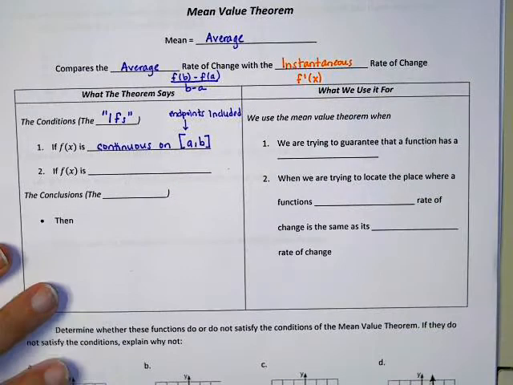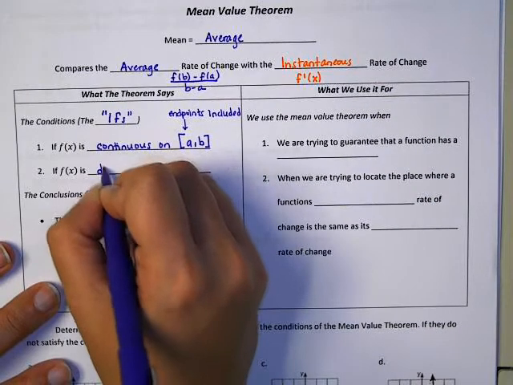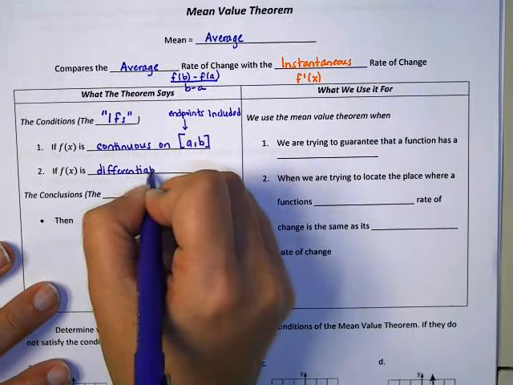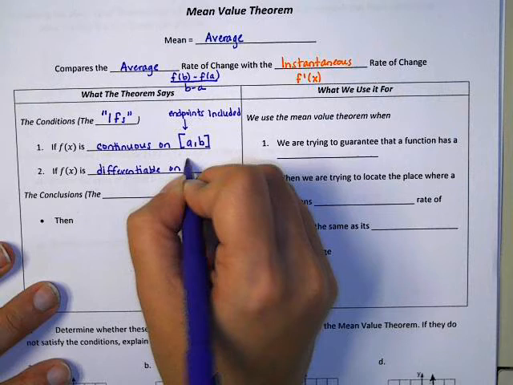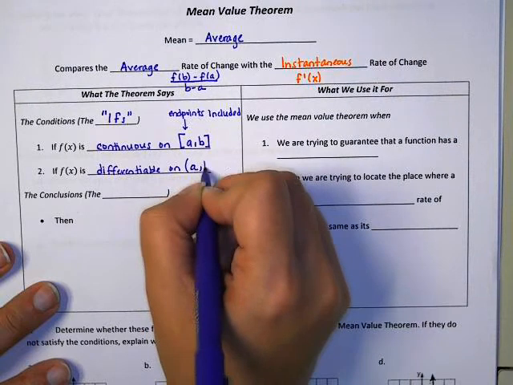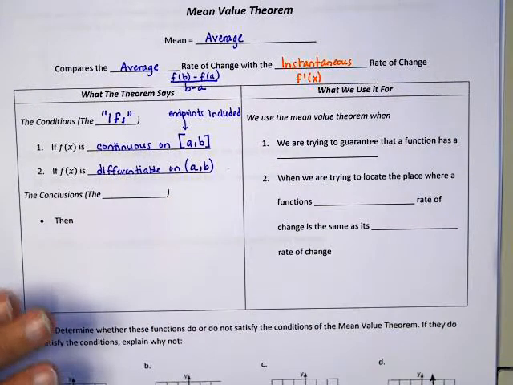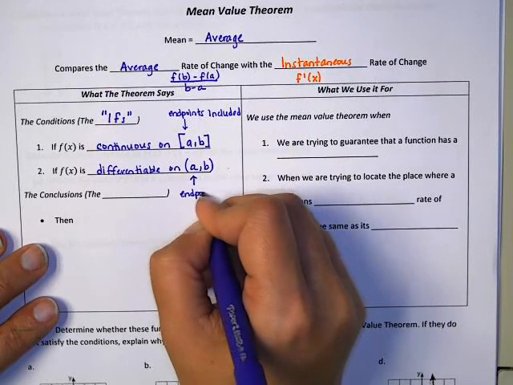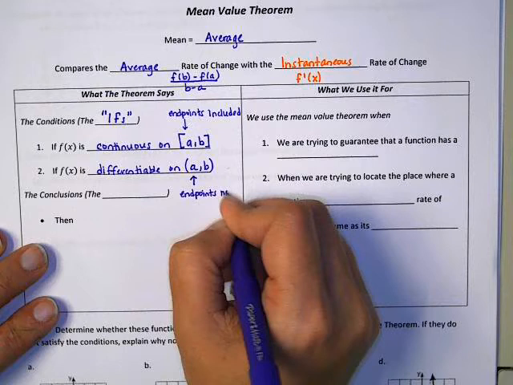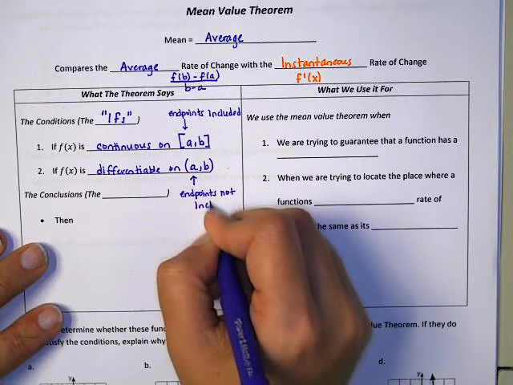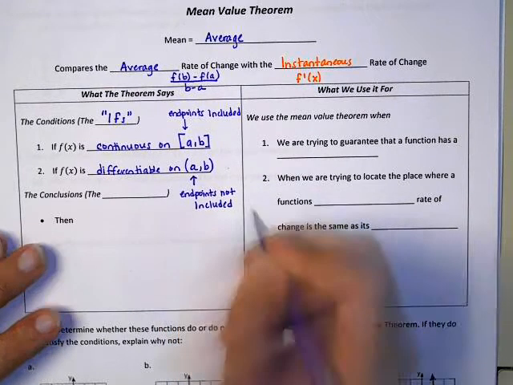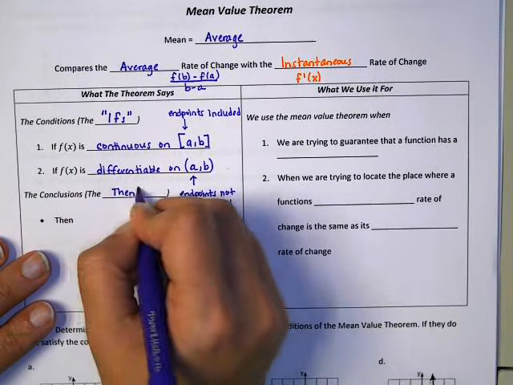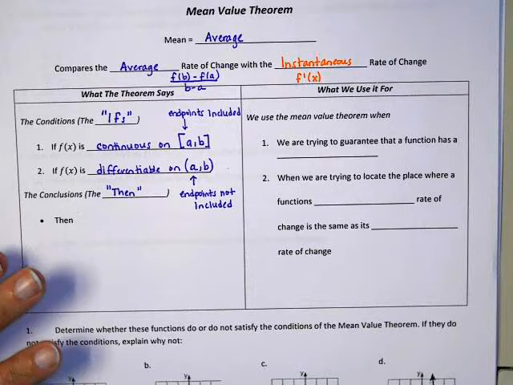And if f of x is differentiable on the open interval, meaning we don't really care about the endpoints, then, so the conclusion we can make, the then, is this.